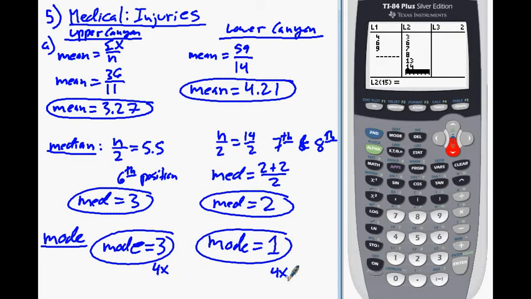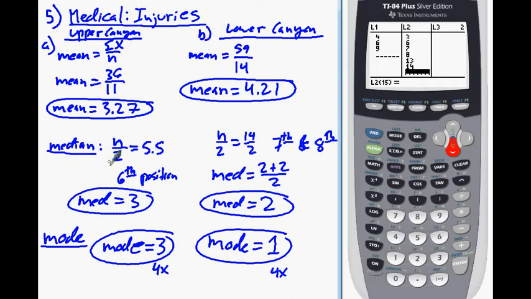So this is part A. We've calculated the mean, median, and mode for the Upper Canyon, and the mean, median, and mode for the Lower Canyon. At first glance, you can actually see in the Upper Canyon, the mean, median, and mode are all very close to each other. Looks like the Lower Canyon, there's a difference happening here. These aren't too far away from each other. Mean looks like it's quite a bit different.